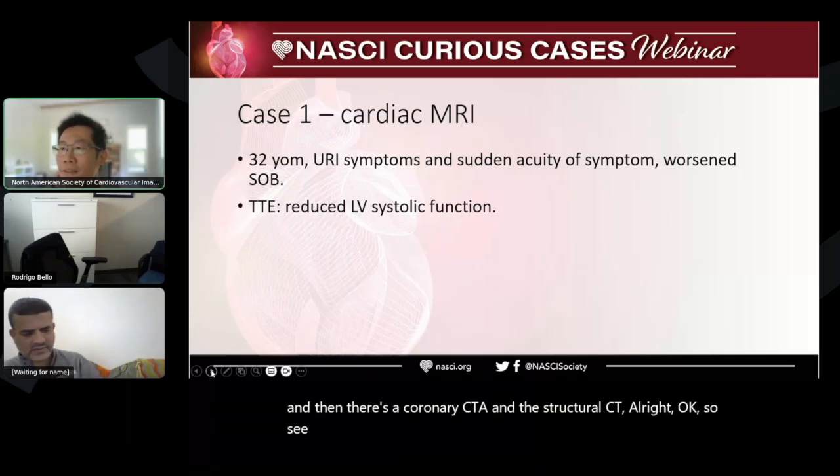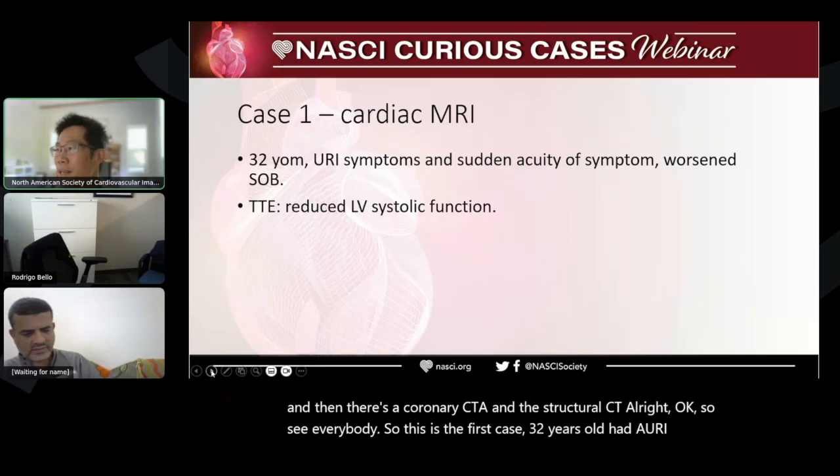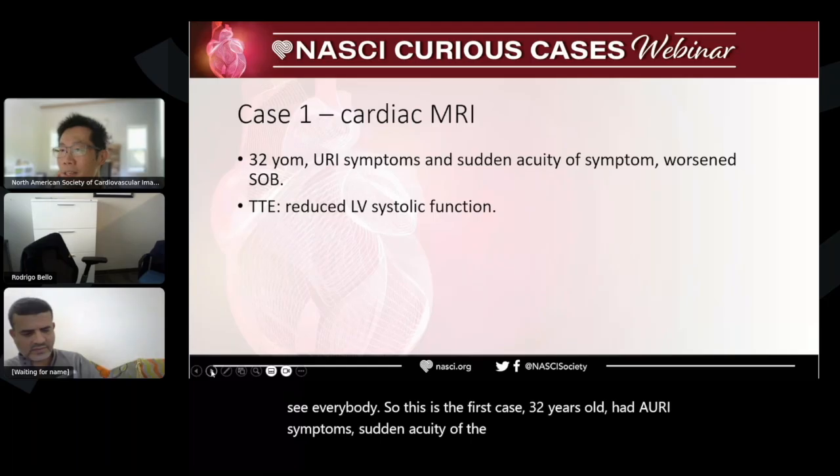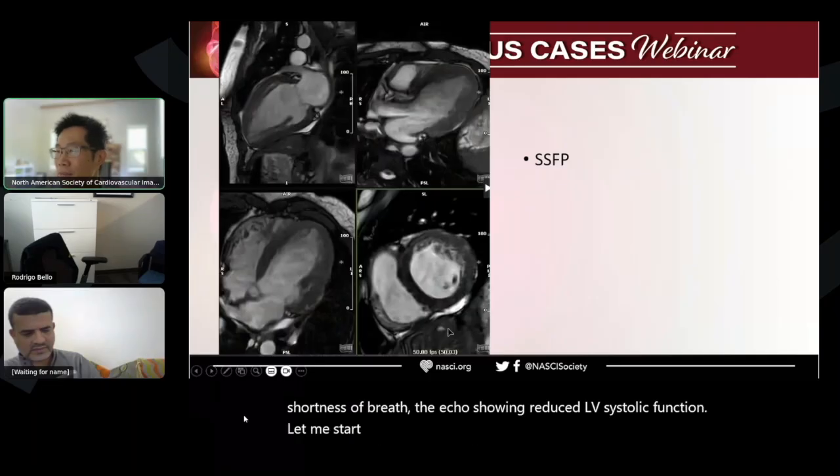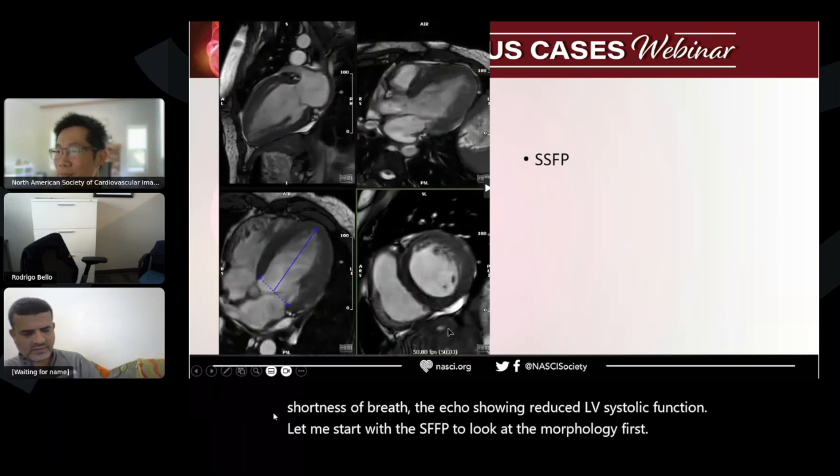This is the first case: 32 years old, had a URI symptom, sudden acuity of the symptom, and worsening shortness of breath. The echo showed reduced LV systolic function. Let me start with SSFP to look at the morphology first.